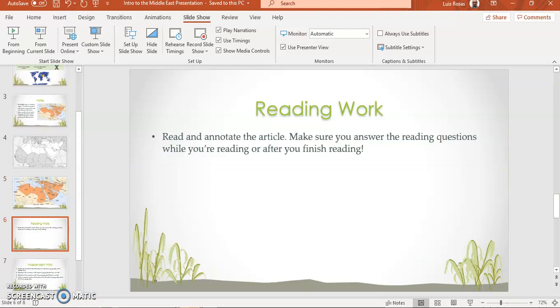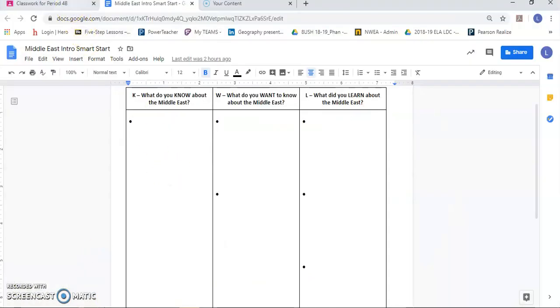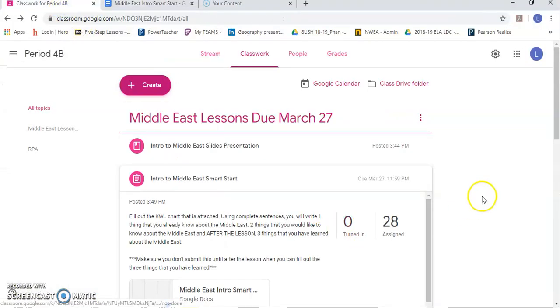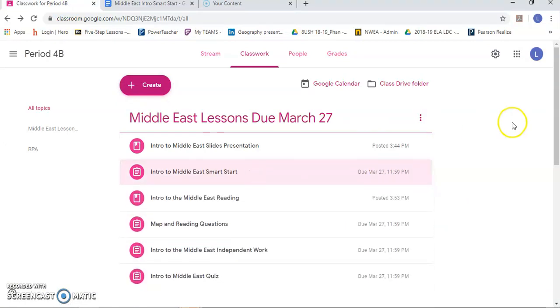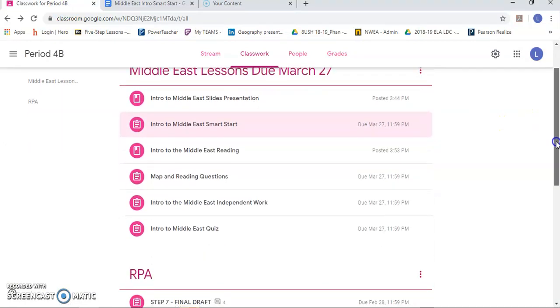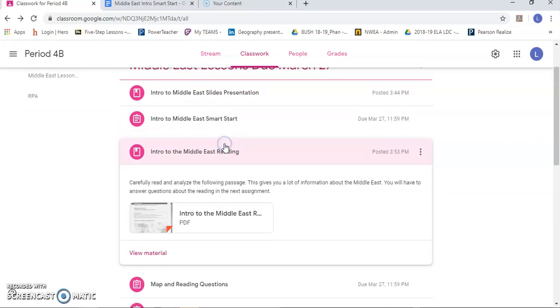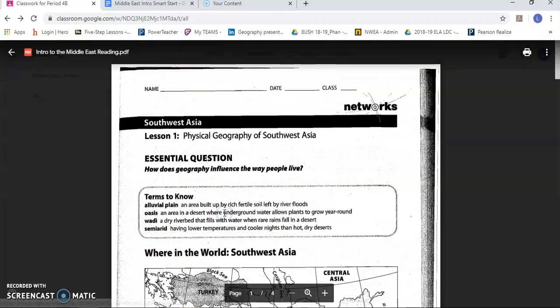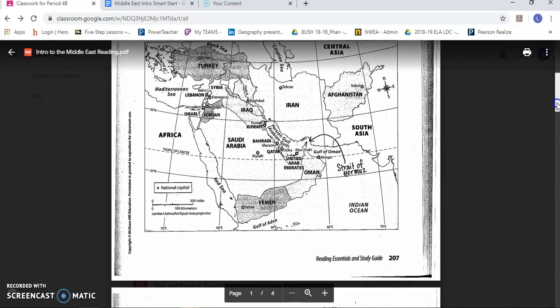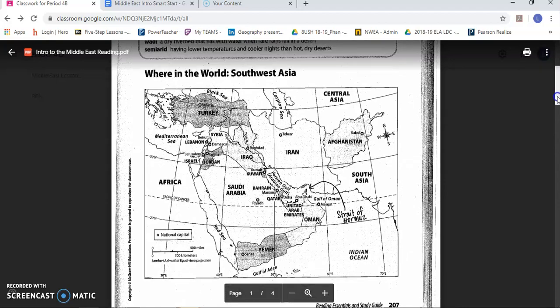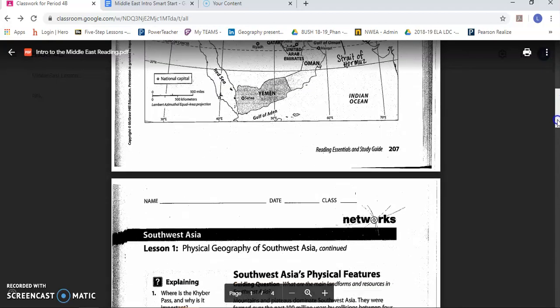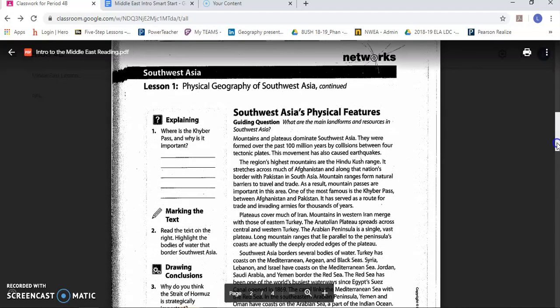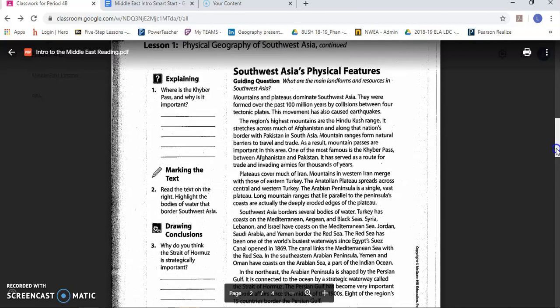All right, so the next thing you're going to do, you're going to go back to your lessons. There's going to be a reading about the Middle East. So what you're going to do is you're going to read this. You're going to take the time to read it, look at it carefully. They call it Southwest Asia, but this is kind of what it's the Middle East. So make sure you read it.